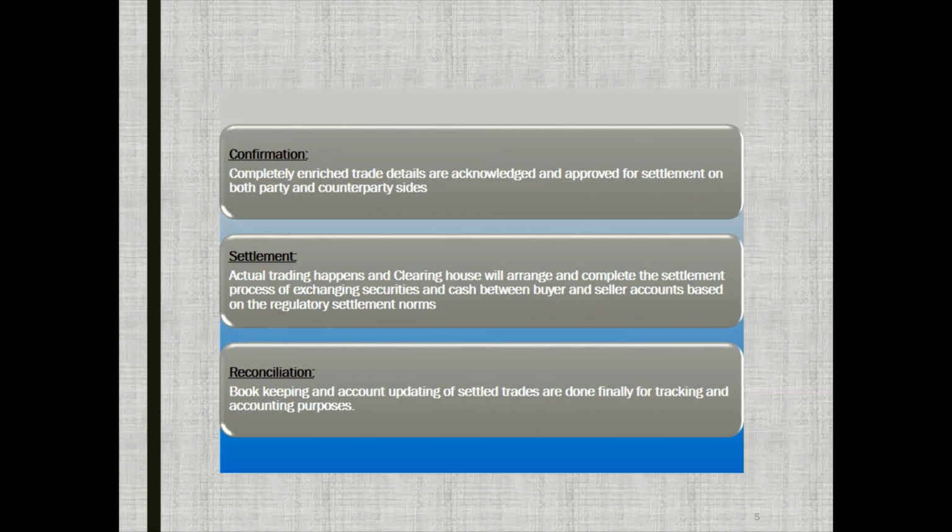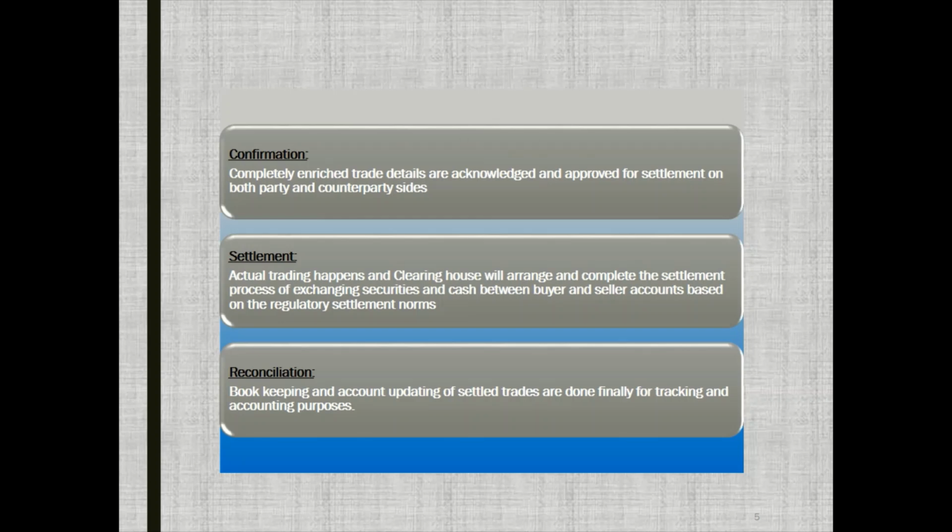Once this confirmation is done, the next thing is settlement. The actual trading happens, and the clearing house will arrange and complete the settlement process. So what is this clearing house? There should be some intermediary acting to settle and make it a smooth transaction between the party and counterparty. This is where the clearing house will help.